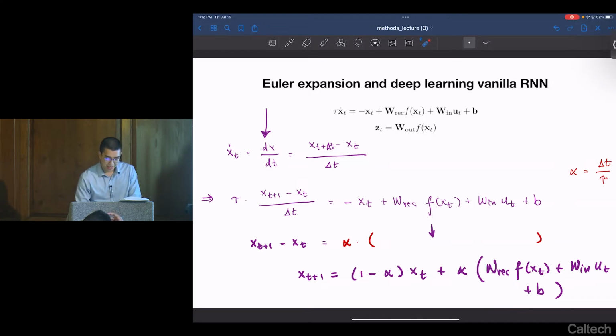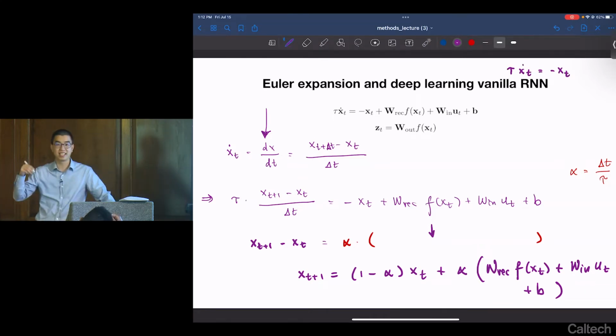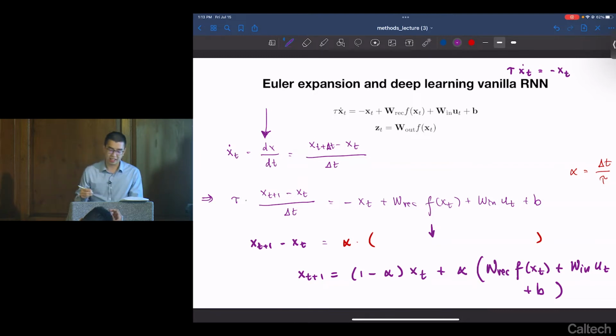So you can see that what this minus xt did is it ultimately contributed to this 1 minus alpha xt term. And so if you have just an expression like tau x dot t equals minus xt, the solution to this is an exponential. That's another way of saying it's a low pass filter. And so when you have this relationship, essentially there's going to be some remembrance of your past state, your past value. Your past value is going to persist through the network.